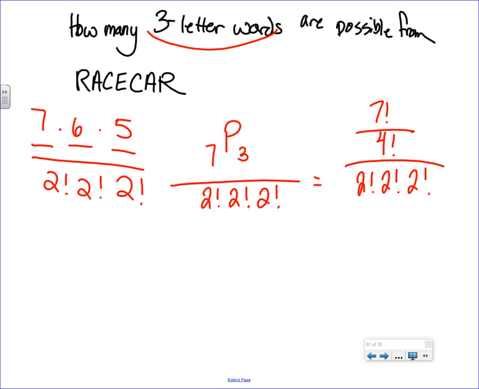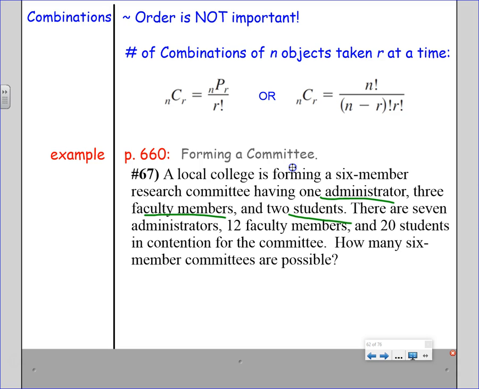Last page. Combinations. You've done them before. But what do they mean? Little nugget to take with you. Permutations. Order is important. Order matters. Combinations, it's not.